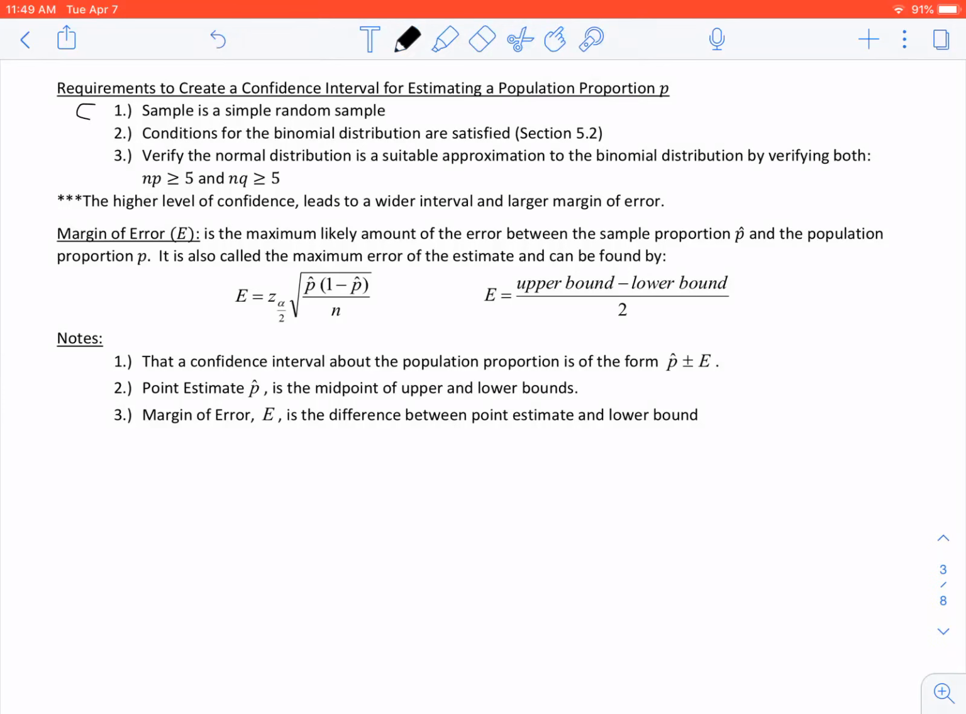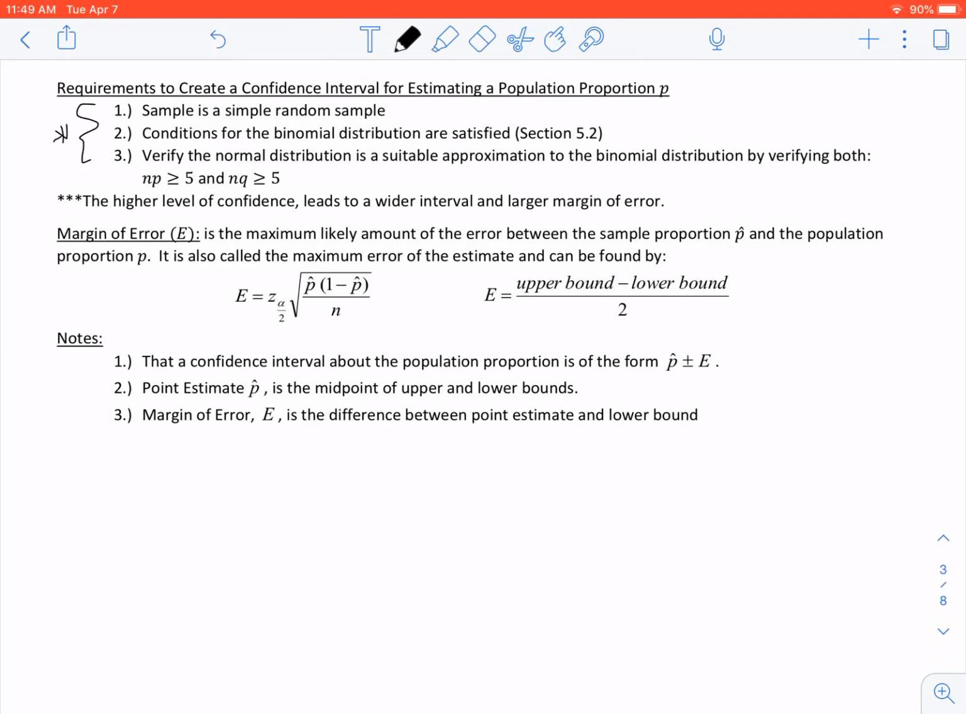We have, first thing, sample is a simple random sample. 2, conditions for the binomial distribution are satisfied. That's in section 5.2. There's 4 things that you would have to verify, so you should go back and know those. 3, verify the normal distribution is a suitable approximation to the binomial distribution by verifying both n times p has to be greater than or equal to 5 and n times q is greater than or equal to 5.